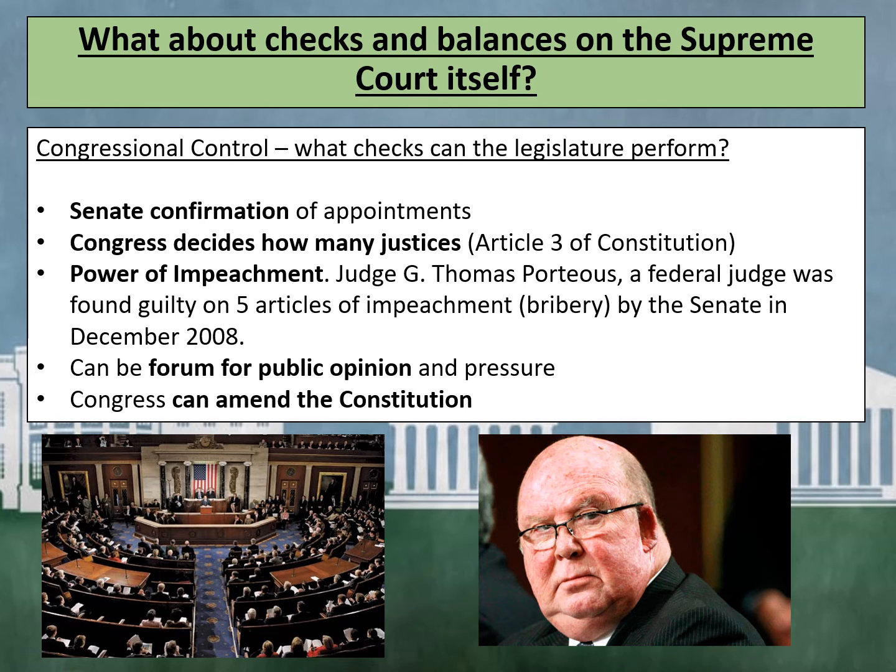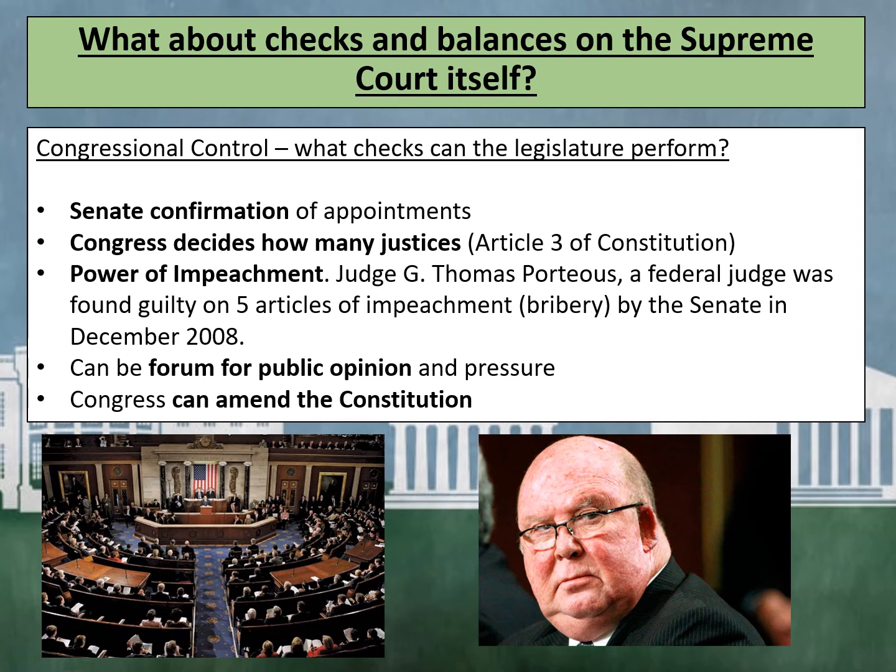What about checks and balances on the Supreme Court itself? We can call this congressional control and look at the checks that the legislative branch can perform. The Senate has confirmation of appointments, which counts as a check. Congress decides how many justices there are under Article 3 of the Constitution. There is also the power of impeachment.